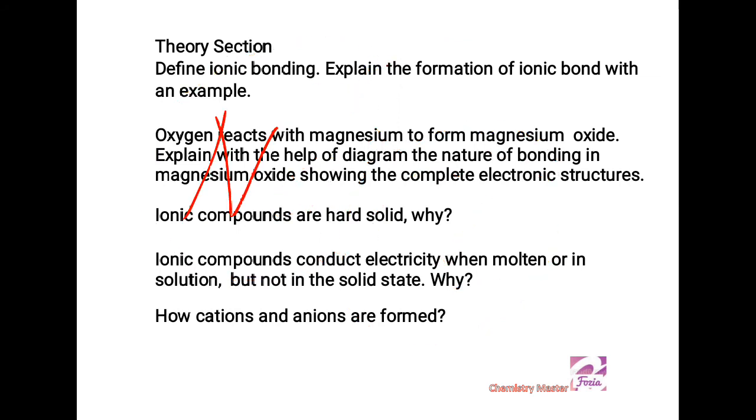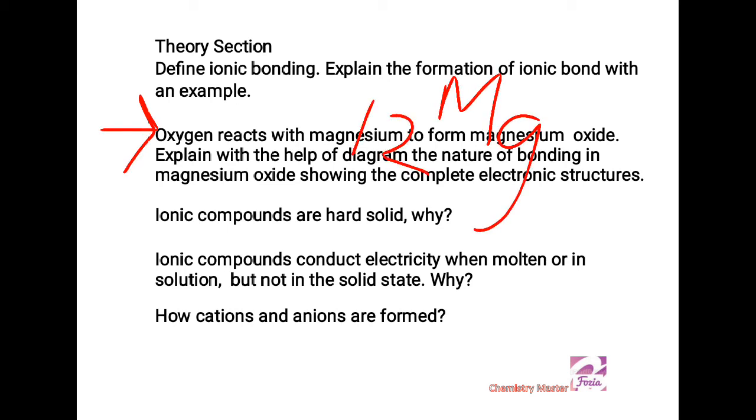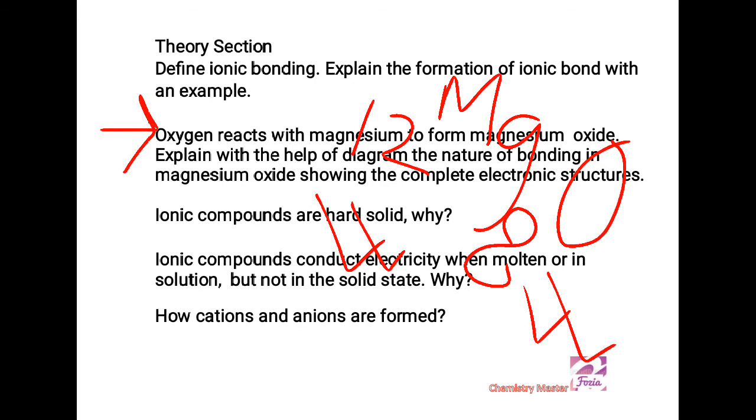The next part is: oxygen reacts with magnesium to form magnesium oxide. Now you have to see what the electronic structures of magnesium and oxygen are. After writing the electronic configuration, see how many electrons are present in the outermost shell. How many electrons should magnesium lose and how many electrons will oxygen require to attain noble gas configurations? What is the nature of their bonding and what are their charges?